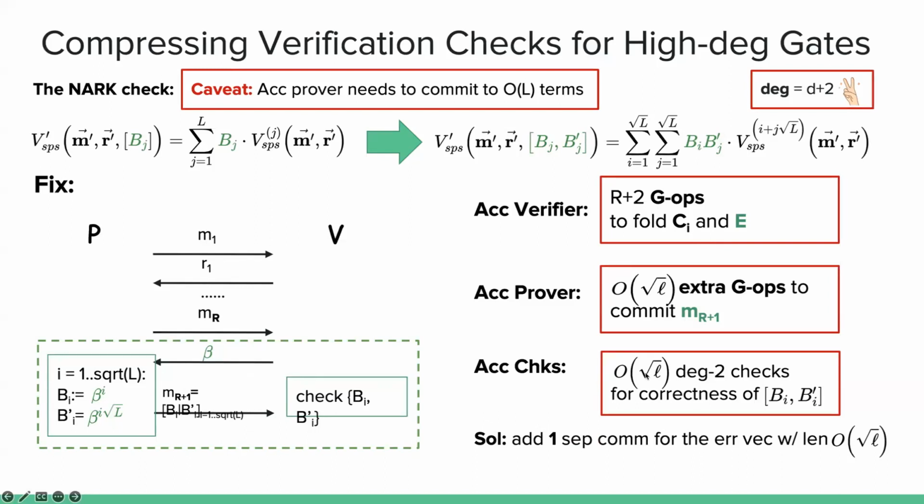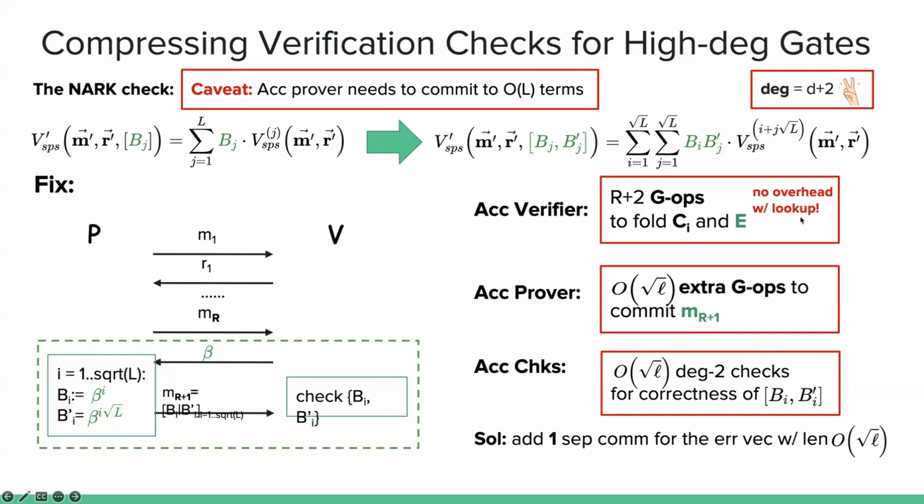So when R equals 1, this means 3 group operations. That's exactly the number of group operations in the Protostar. And we note that when we want to support lookup, actually, there will be no overhead. The main reason is that in lookup, there's no high degree gates, and they are all just degree 2 gates.